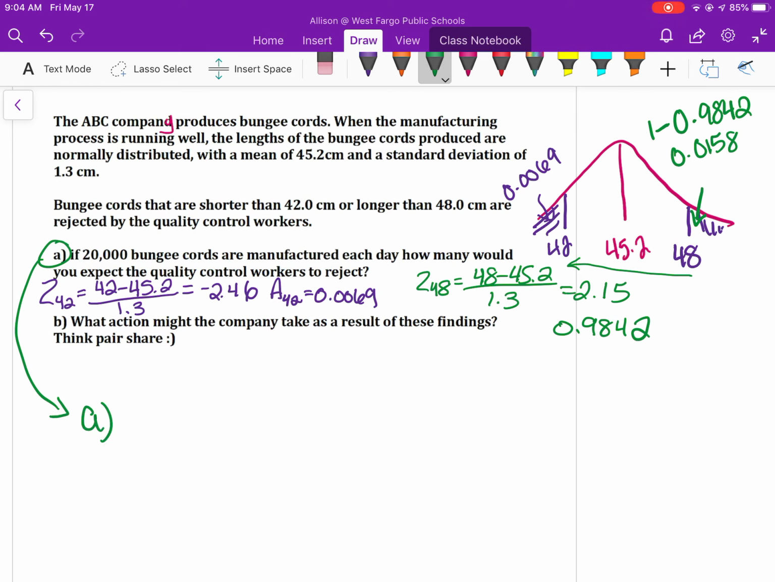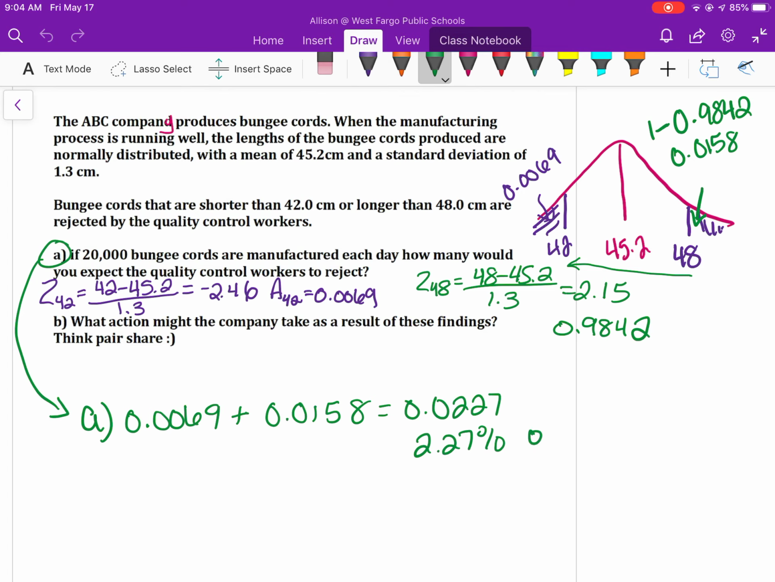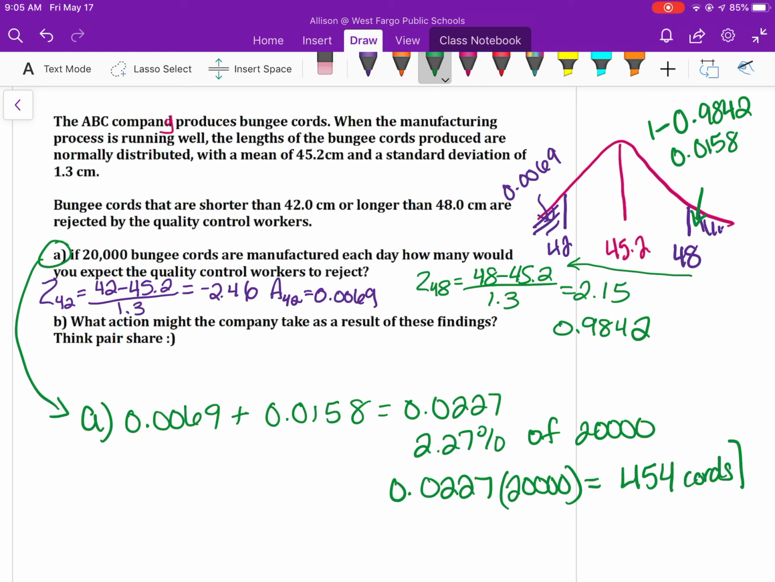Now, if I want the total number of bungee cords that are rejected, I'm going to add those two percents together. I'm going to find a total of 0.0227, or 2.27% of bungee cords are either smaller than 42 centimeters or longer than 48 and are rejected. Now, for 2.27% of 20,000 bungee cords, you're going to take that decimal and multiply it by 20,000. And we're going to get 454 bungee cords that are rejected.